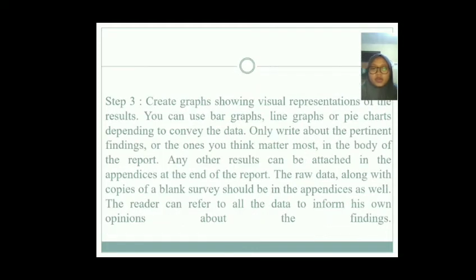Step 3. Create graphs showing a visual representation of the results. You can use a bar graph, line graph, or pie chart depending on how you want to convey the data. Only write about the pertinent findings, or the ones you think matter most, in the body of the report. Any other results can be attached in the appendix at the end of the report. The reader can refer to all the data to inform his own opinion about the findings.